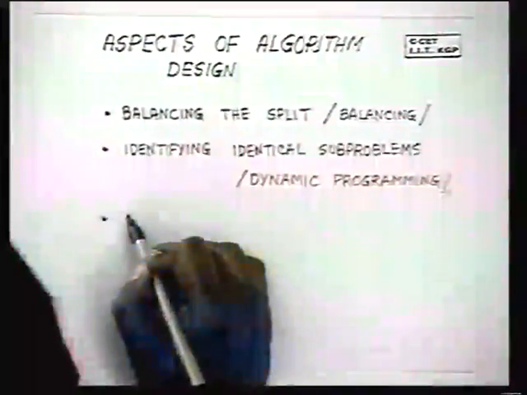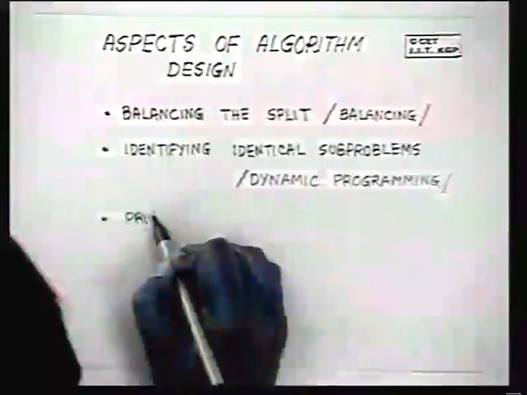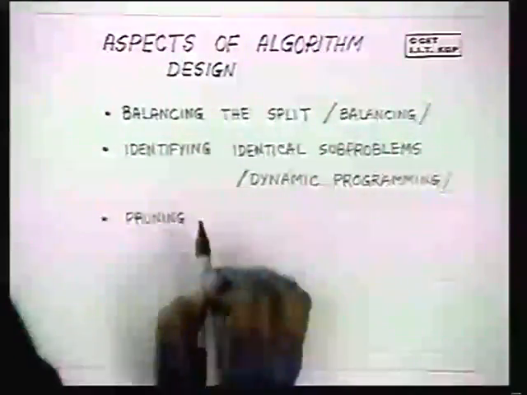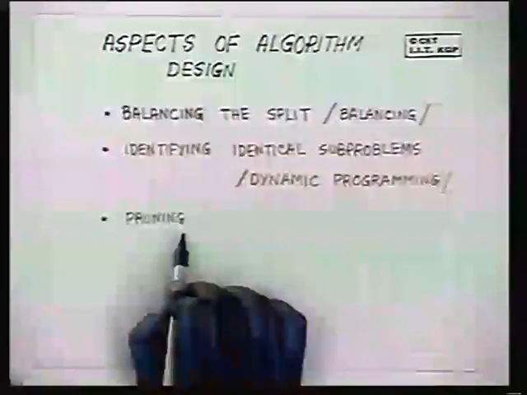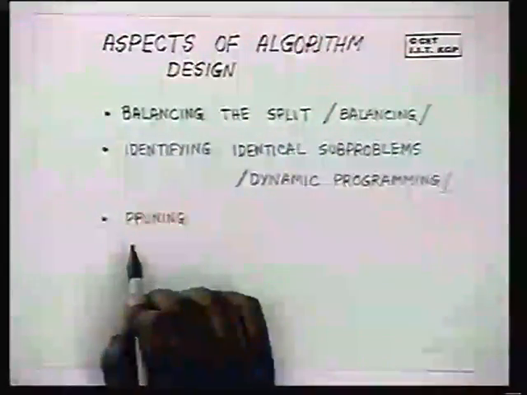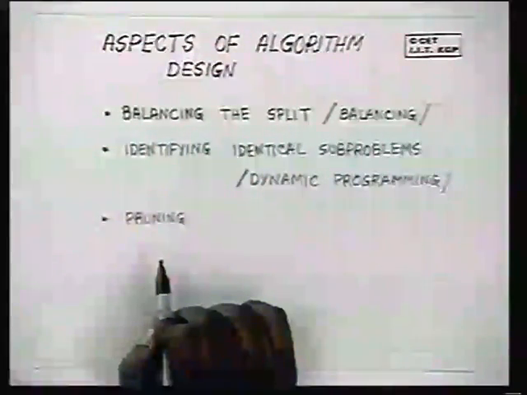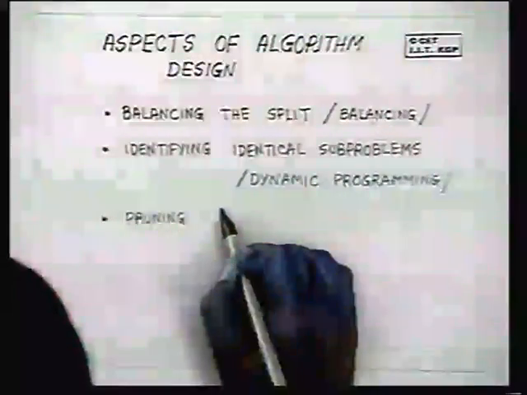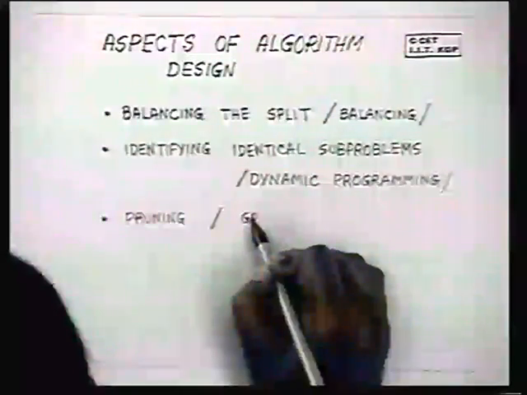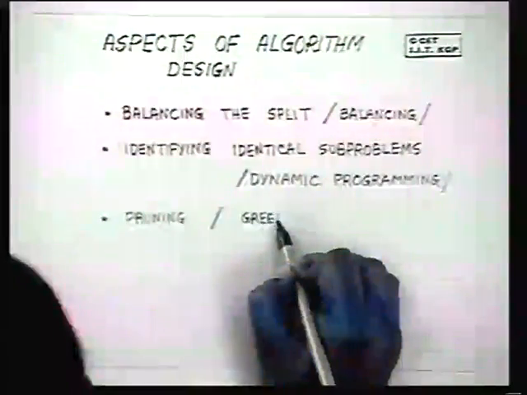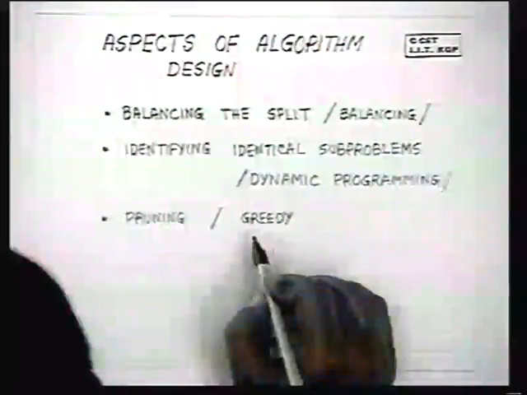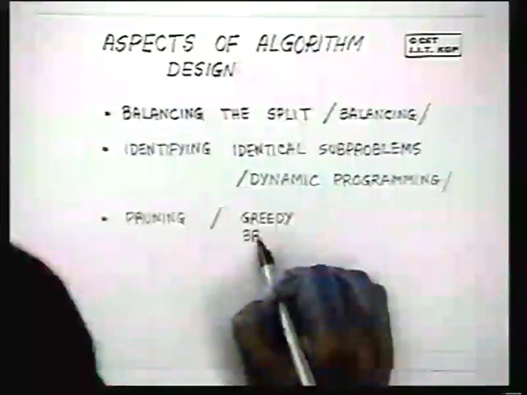And third, which we call pruning, where you try to see which of the subproblems you can make a choice between and choose only one of them, or decide that this subproblem need not be solved to solve the original problem. And here you will see two types of strategies. One is called the greedy approach, the other is called branch and bound.